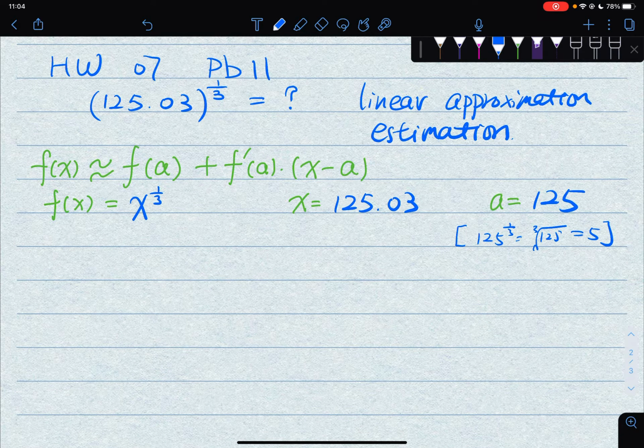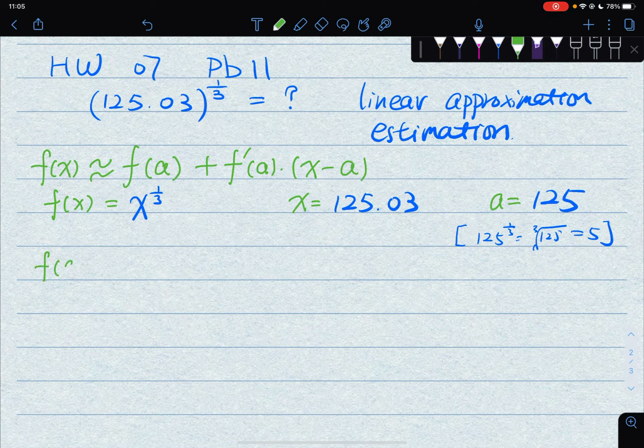So let's go ahead and try to find our equation of a tangent line and then estimate my function. So first things first, the function f of a is 125 to the power of 1/3, which we evaluated already. It's 5. So my function goes through the point (125, 5). So this is my point, which we are going to use to build the tangent line later.